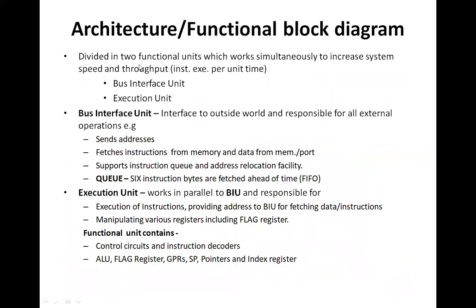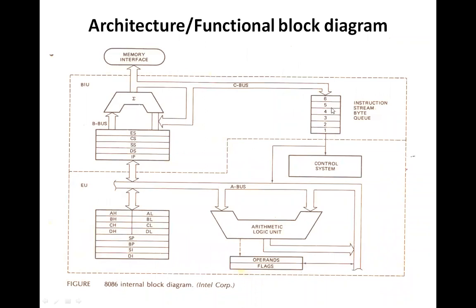So, as discussed, it has two functional units. And these two functional units work simultaneously. They are not dependent; these units are independent. And these units have been made independent just to increase the system speed as well as throughput. The meaning of throughput is instruction execution per unit time. So instructions are prefetched from the memory and placed in this queue. The role of the bus interface unit is to interface with the memory and the input-output devices, take the instruction or the data and put it in the queue.